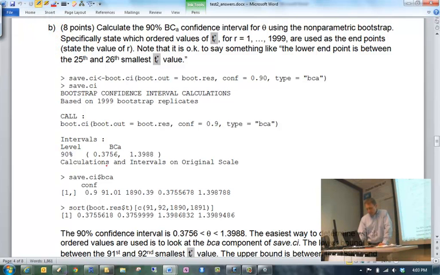The easiest way was to realize that actually what's being returned to you in the BCA component of boot.ci are the values that you need. That was the easiest way. Some of you also said, well, what I can do is just simply search for this point 3756 in an ordered set of my T stars and figure it out that way. And that took a little bit more time. But still, the easiest way was to look at the return object from boot.ci.